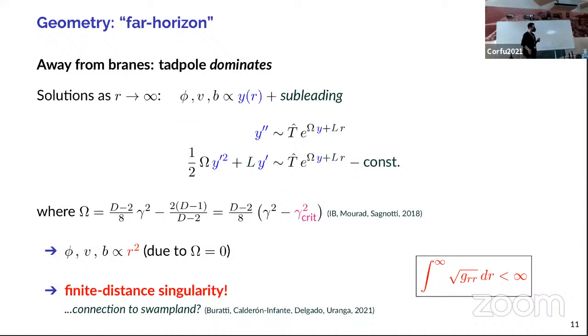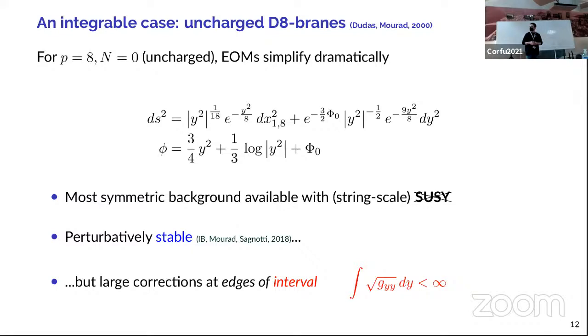This is very exotic behavior due to the kind of supersymmetry breaking that we're looking at, and it has been reconsidered recently in the context of the Swampland distance conjecture, in these papers by the Madrid group. So, let me just focus very briefly on a special case of this. I told you that these equations are extremely complicated, very nonlinear. One can do quite little with them.